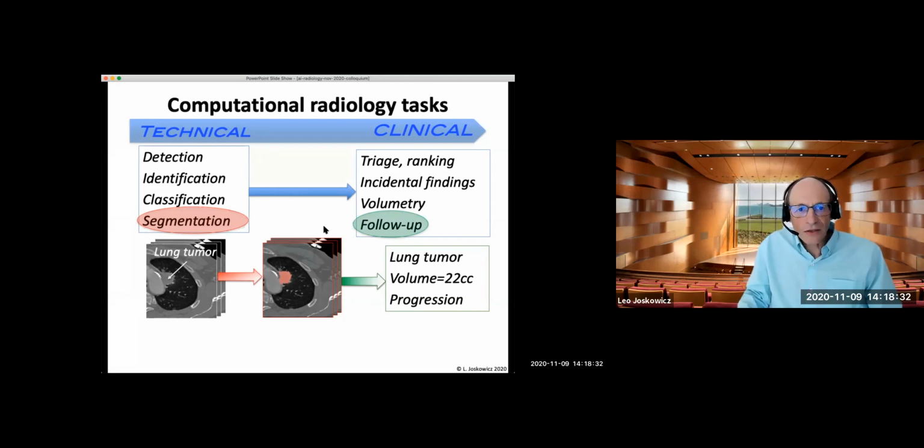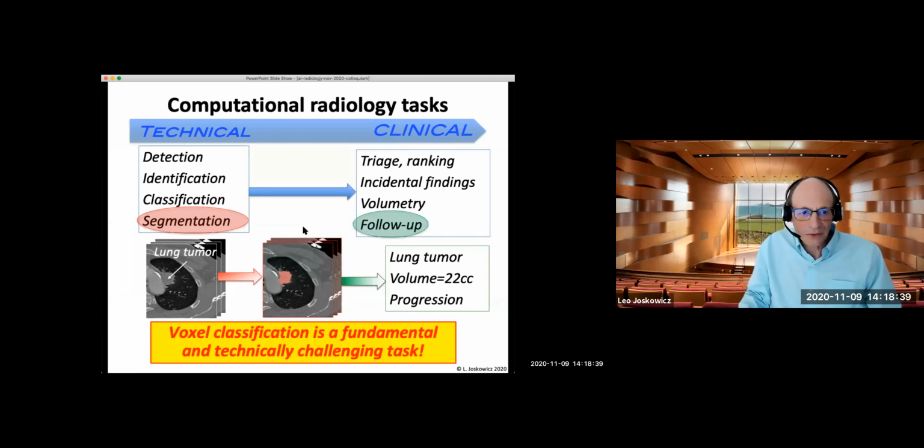Okay, so as you see, there is a correlation between the two sides, but of course, one has to bridge this gap. Okay, and I'm going to focus in this talk mostly on classification of voxels, which is basically the part of the segmentation. And this is certainly a fundamental task in many of the clinical challenges that there are, and this is a difficult task.